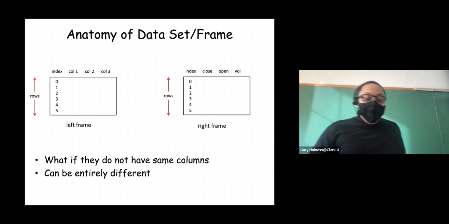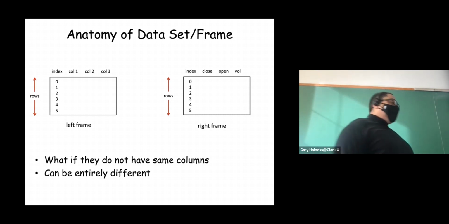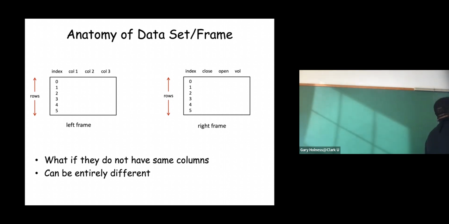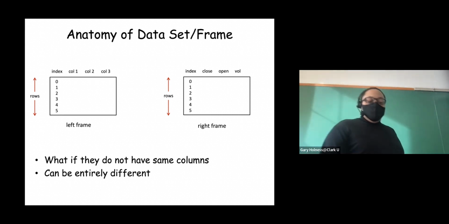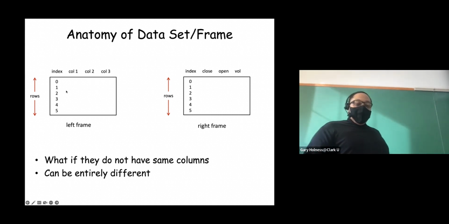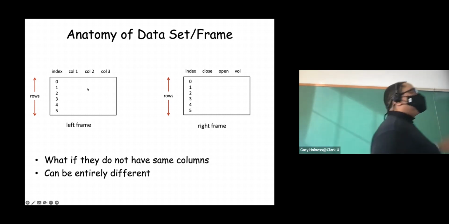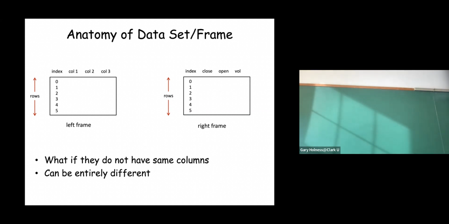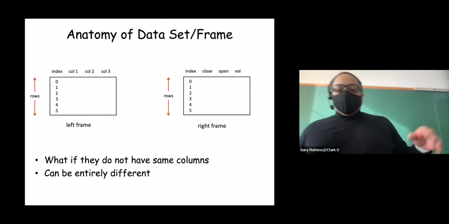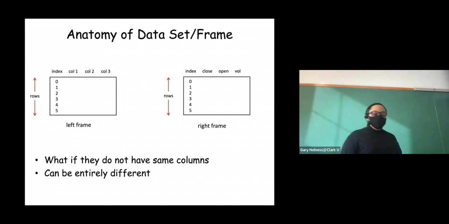Okay. All right. One of the pathologies that can happen is what if the two frames don't have the same columns, meaning the key names are different from one another? Well, there are a number of variations you can have for that. In this example, you might have entirely different pieces of information. Maybe the left frame is, I don't know, housing data, and maybe the right frame is financial data, open, close, and volume for some security.